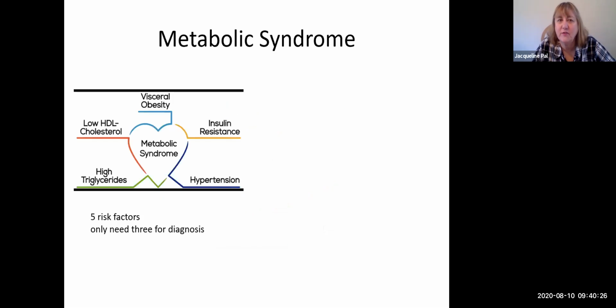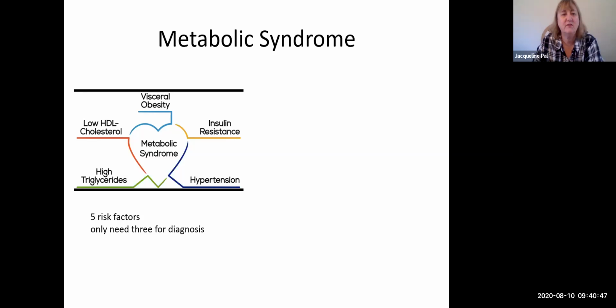All right, thank you for doing that exercise. Now I want to diverge a little bit before I get into diabetes and talk about something called the metabolic syndrome. Basically, the metabolic syndrome is when we look at 5 risk factors. If you have 3 of the 5, then you are diagnosed with metabolic syndrome.